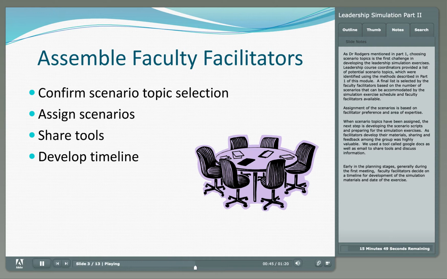When scenario topics have been assigned, the next step is developing the scenario scripts and preparing for the simulation exercises. As facilitators developed their materials, sharing and feedback was highly valuable. We used a tool called Google Docs as well as email to share tools and discuss information. Early in the planning stages, generally during the first meeting, faculty facilitators decide on a timeline for development of the materials and the date of the exercise.